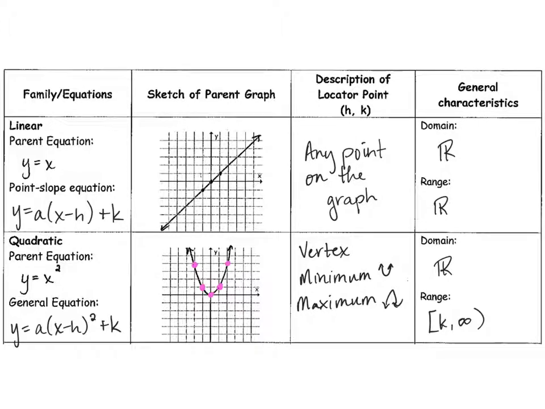I want to clarify what the vertex is. H, k is our vertex. This is our vertex right here. That's our h, k point. That is the minimum, the lowest point on a graph if it's opening up. If it's opening down, it's going to be our maximum, that highest point on the graph. So the range is from k, whatever this is, to infinity. Now, if a flips our parabola over, so it's like that, then it would be negative infinity up to k.